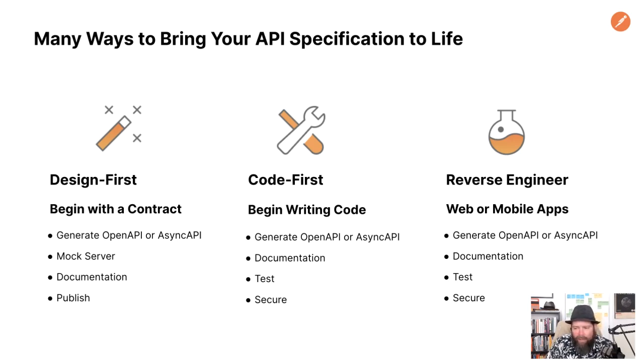help secure your API. Another common way is to reverse engineer web or mobile applications and generate the OpenAPI or AsyncAPI for APIs that are already in production, already being used in applications, and then just need to have documentation published and kept up to date, generate tests, and secure that API, allowing existing APIs to be brought into a more standardized API lifecycle, and along with the other APIs that are either design or code first.